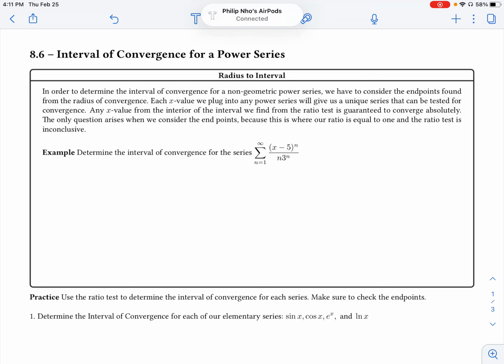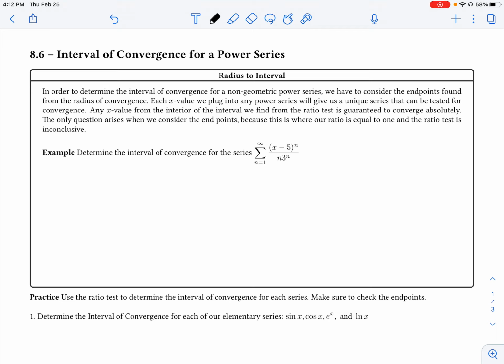If you're looking at this lesson title and thinking, wait, I thought we already talked about intervals of convergence, then you'd be right, we have. But we have only discussed intervals of convergence previously for geometric power series. And in order to determine the interval of convergence for a non-geometric power series, what we have to do is look at the endpoints found from initially finding the radius of convergence.